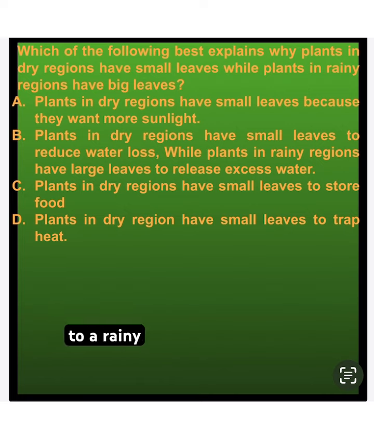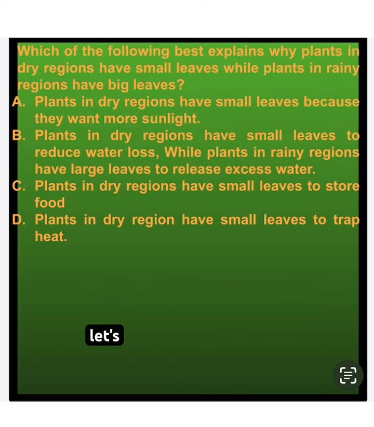Now, shift to a rainy region. Water is everywhere. Humidity is high. Rain can fall anytime. Here, losing water is not a problem. In fact, sometimes the plant needs a way to get rid of extra water. So big leaves help them to do exactly that.